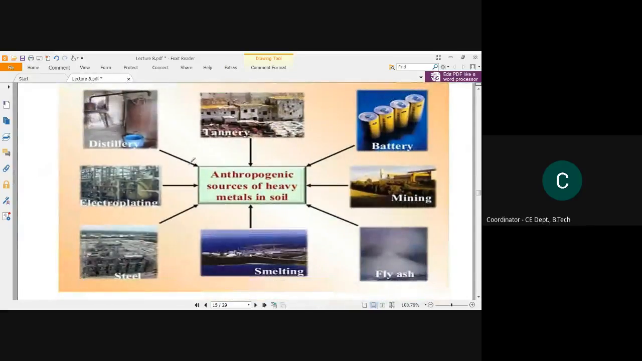So the heavy metals basically come from industries like the battery industries, and these are the anthropogenic sources of heavy metals. This means the pollution is created by humans: from the creation of batteries, mining, fly ash, smelting, steel plants, electroplating, distilleries, tanneries. Due to these anthropogenic activities, the heavy metals in soils are exposed.